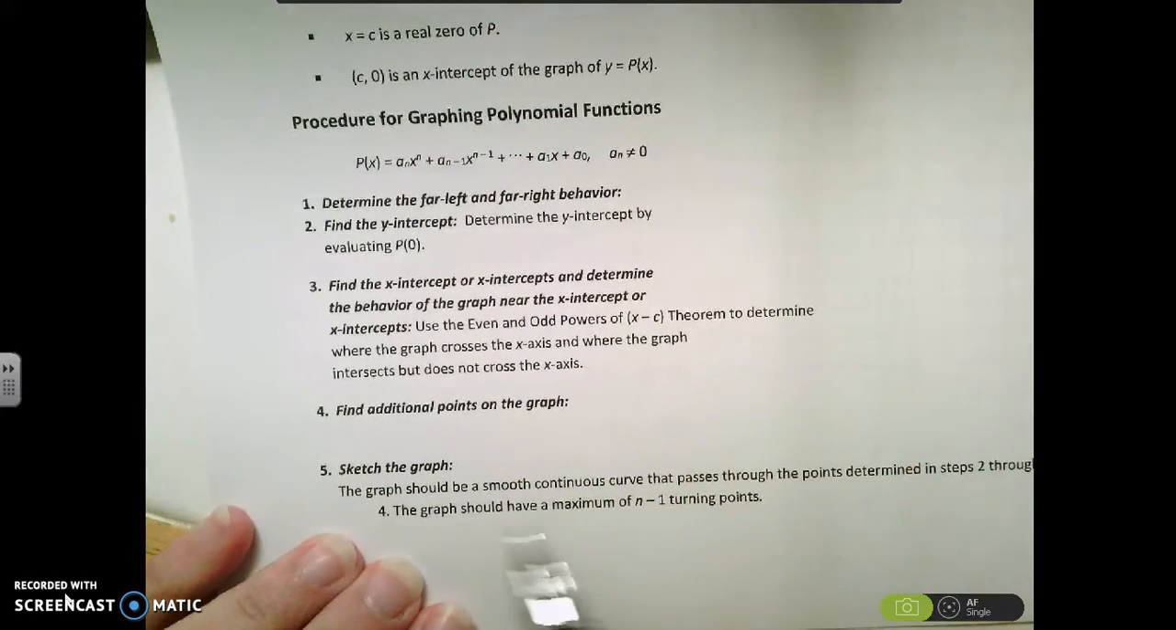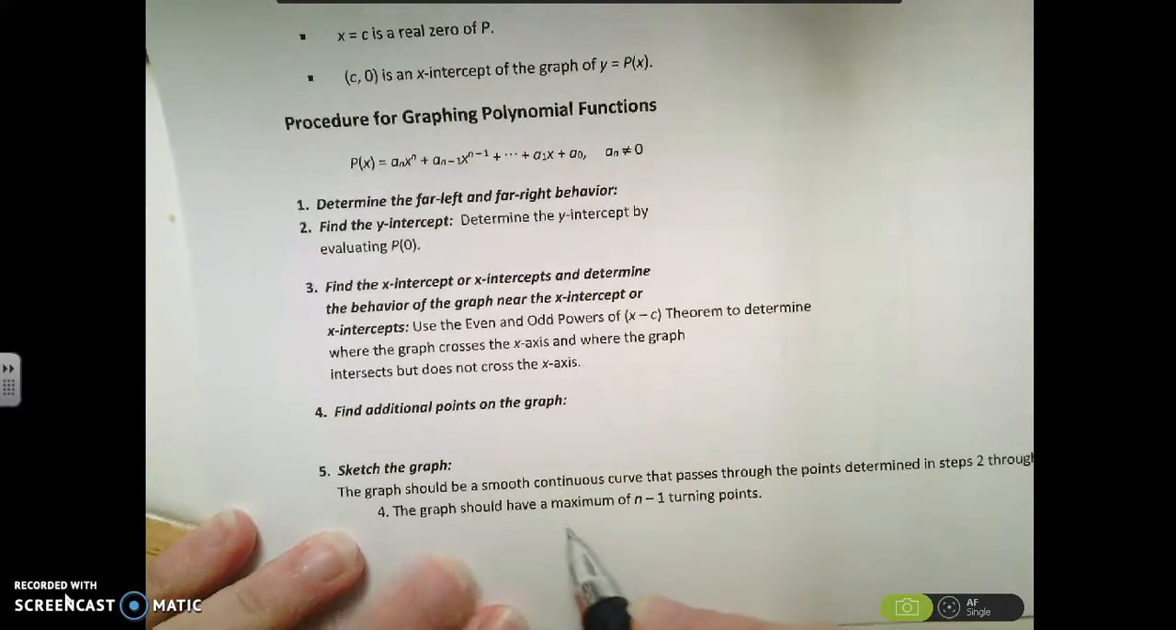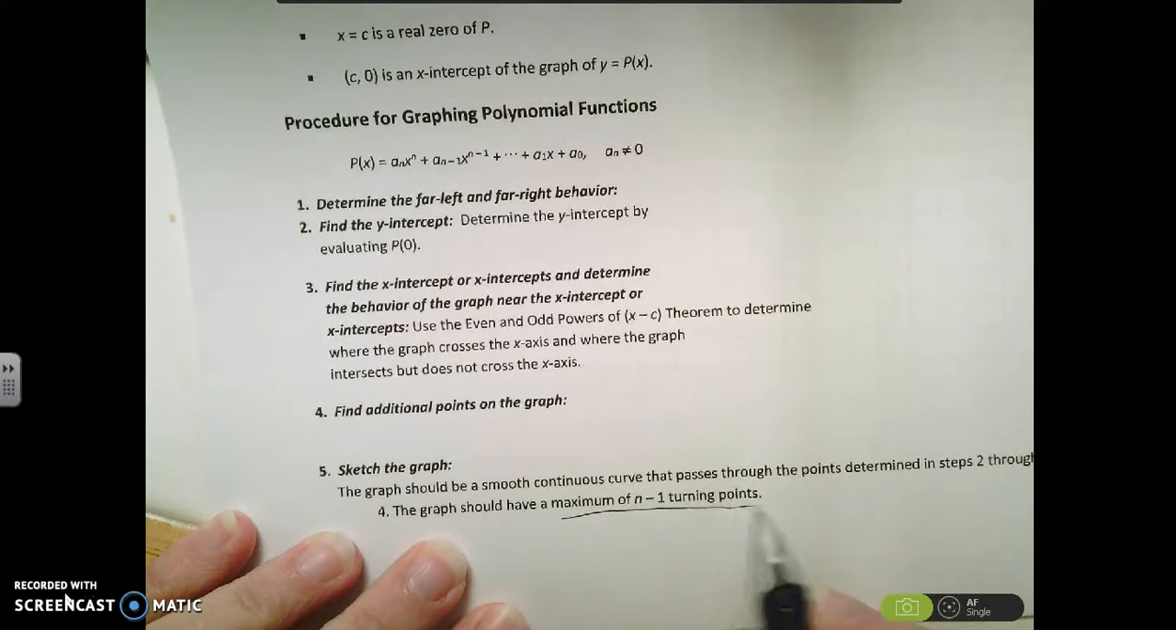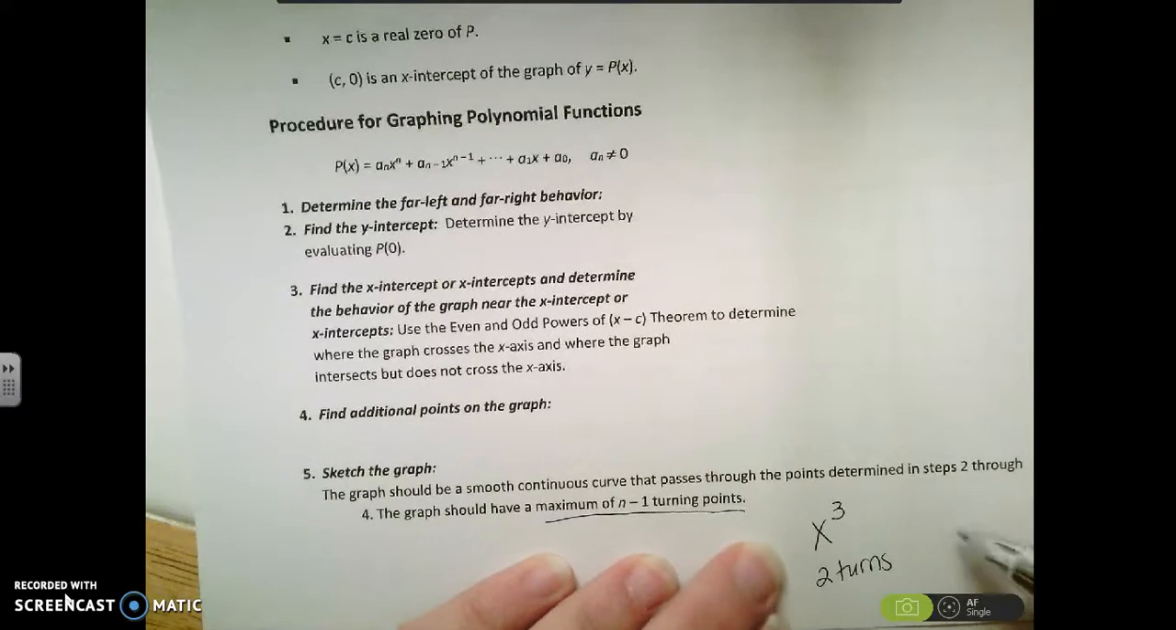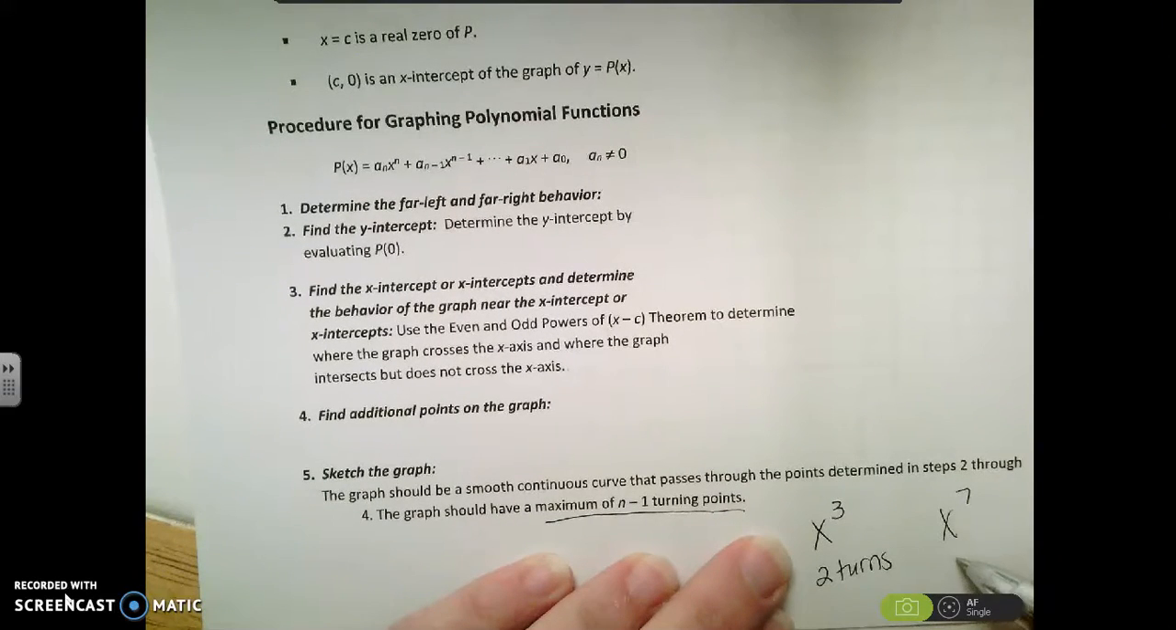One point that I have down here, so the maximum number of turns should be n-1 turns. So if it's x to the 3rd power, there should be 2 turns. Okay, so that means a maximum and a minimum. If it's x to the 7th power, there should be 6 turns. Okay?